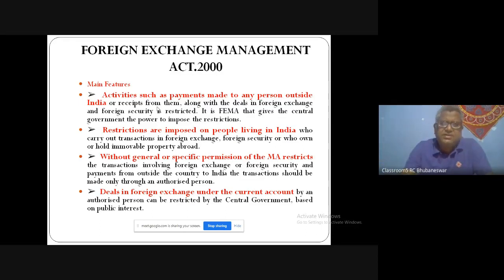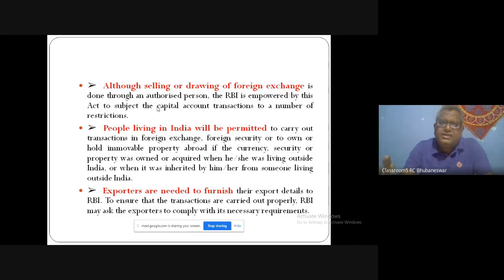What are these features? They are related to payments. The Foreign Exchange Management Act places a restriction regarding people living in India, meaning the particular act is restricted only to India. It also permits some specific or general permissions, and exchange control regarding current accounts is restricted by the central government in the public interest. Selling or drawing of foreign exchange is related to authorized persons who are empowered under the particular act.